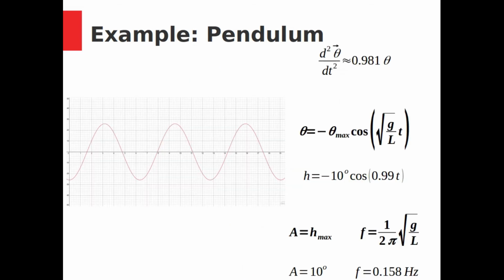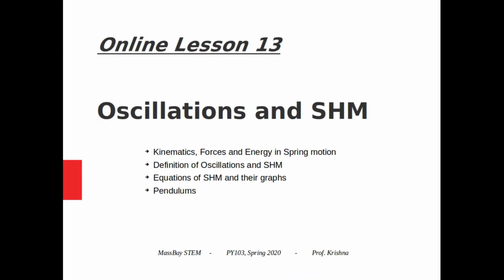Once again, the solution is a cosine graph. Its amplitude is given by the amplitude to which the bob was initially raised, and its frequency is given by 1 over 2 pi square root of g over L, where L is the length of the string. This video analyzed two examples of oscillations, specifically simple harmonic motion. This is the basis of many applications, from ocean waves to musical instruments.